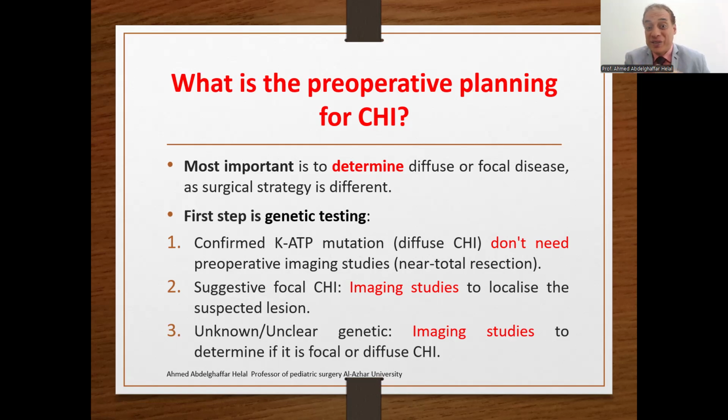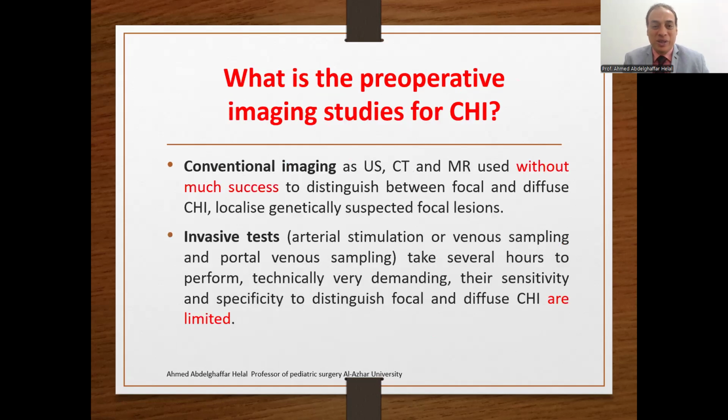So if the genetics suggests that there is a focal lesion, an imaging study here is very essential to localize where the lesion is. If the genetics is unknown or unclear, an imaging study to determine whether it is focal or diffuse is important. What are the preoperative imaging studies?